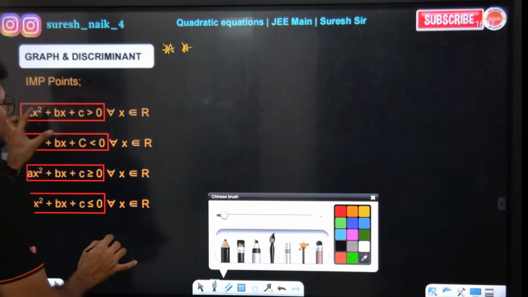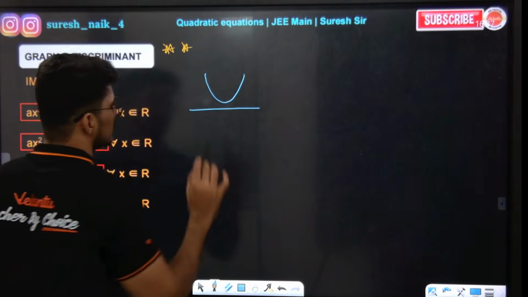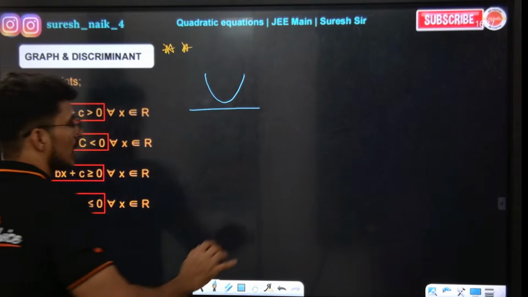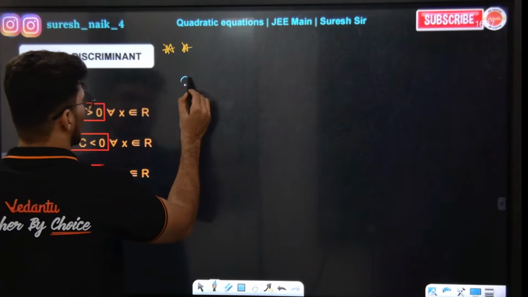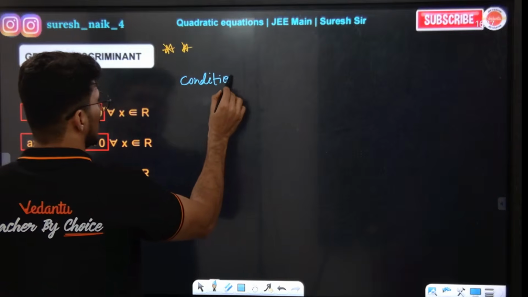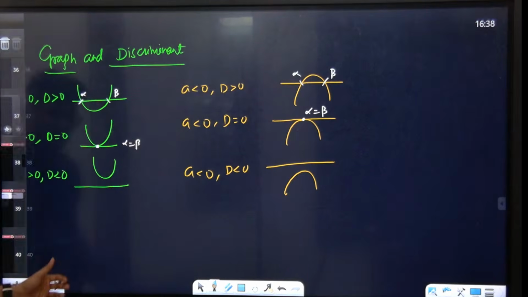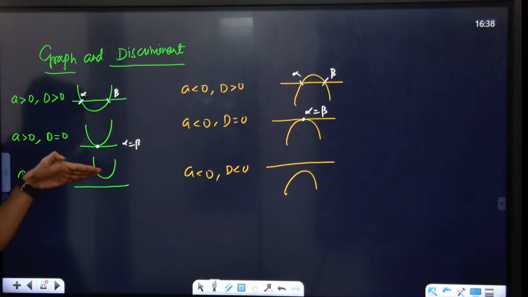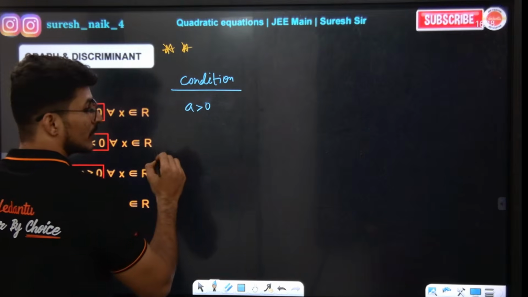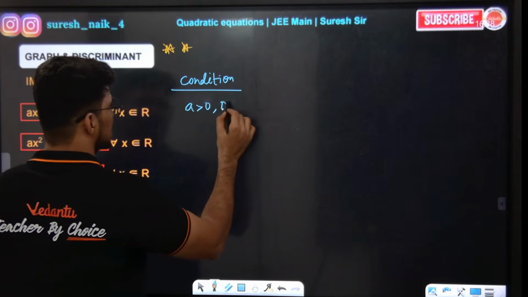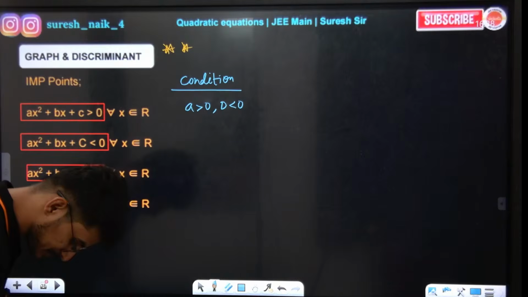F of x is positive means the graph will always be above the x-axis. Yes or no? What is the condition for this? Let me write the condition. F of x is always positive, the graph is always above the x-axis. Then A is positive, and the discriminant is less than 0. That is the condition. Are you all getting the point or not? Is that clear with everyone, guys?